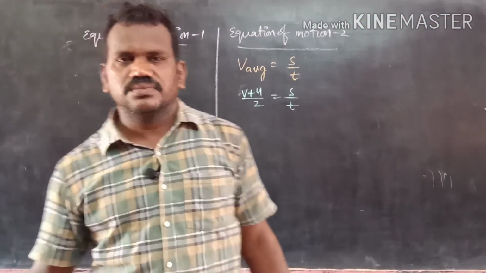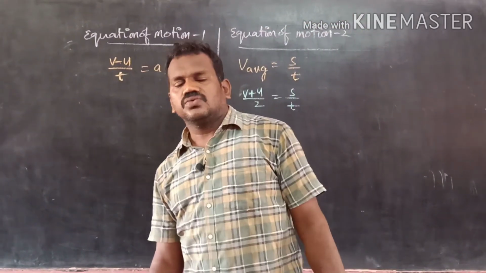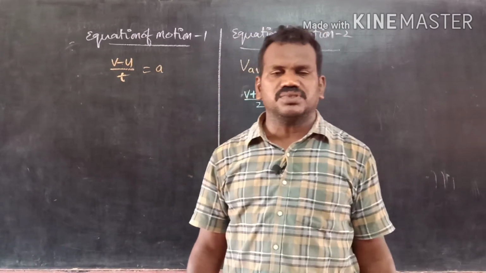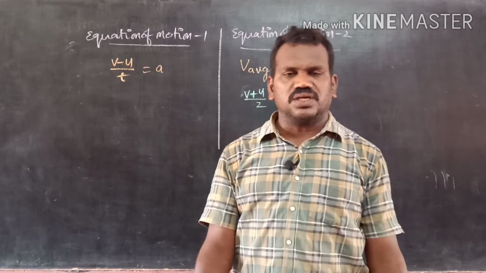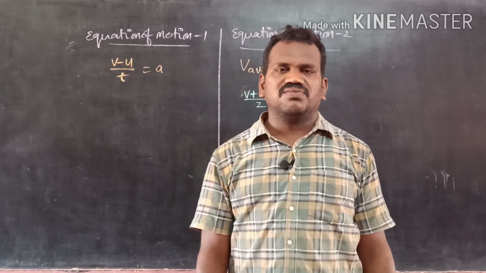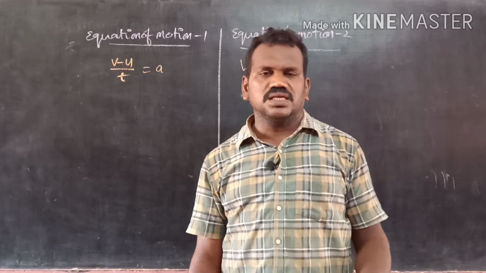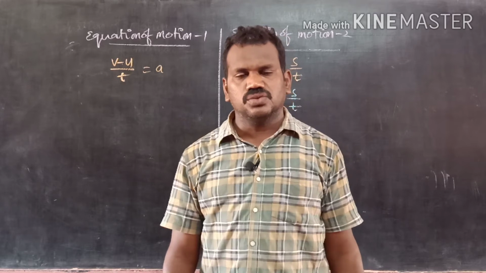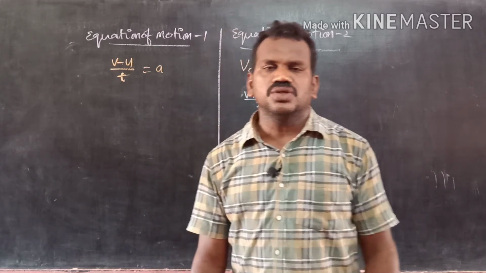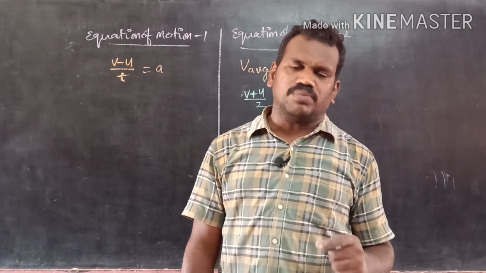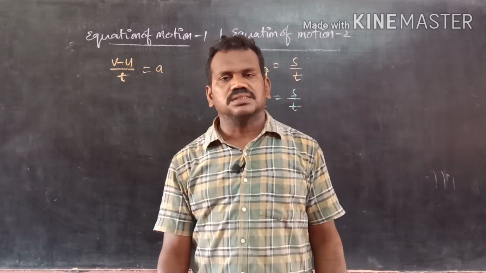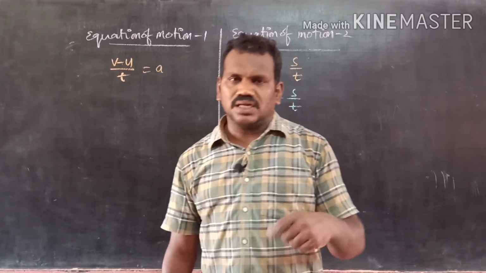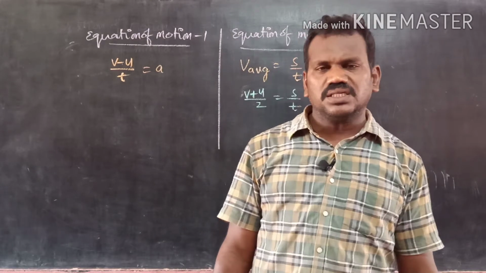Hi students, in this video we are going to discuss equation of motion 3 and equation of motion 4. In the last videos we already discussed equation of motion 1, which is v = u + at, and equation of motion 2, s = ut + at²/2, also written as s = ut + ½at². Now let us discuss equation of motion 3.